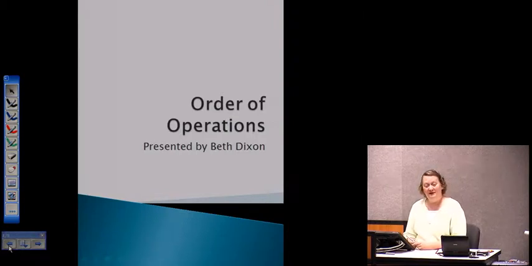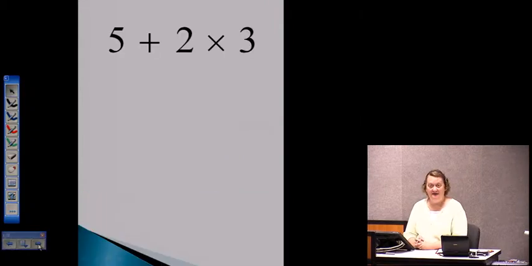This lesson is about the order of operations. So let's start with a very simple problem. 5 plus 2 times 3. There are two operations here in this problem, an addition and a multiplication.